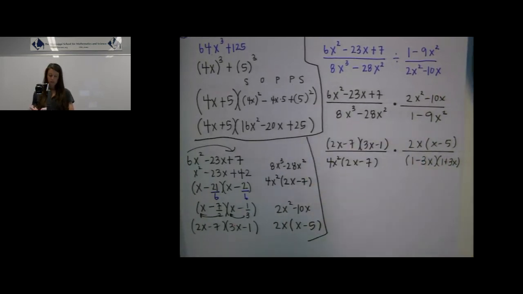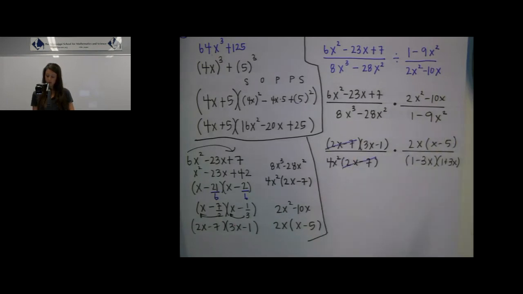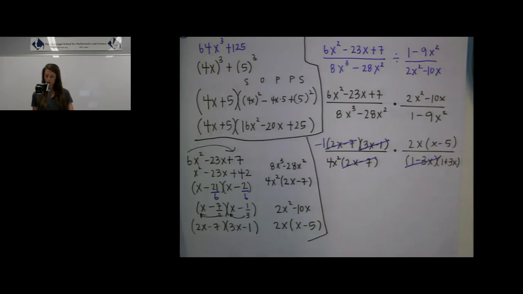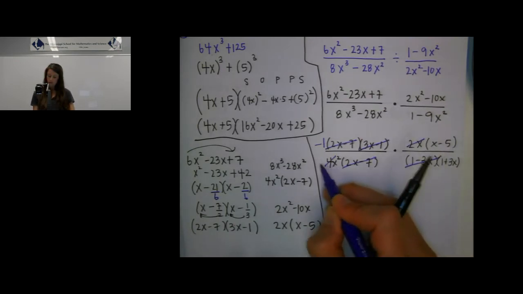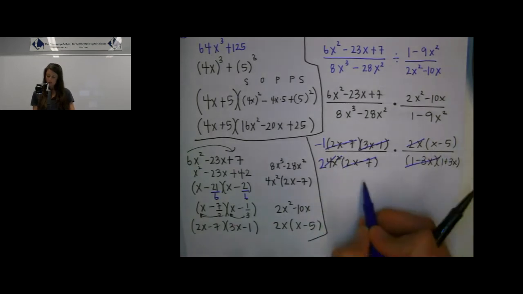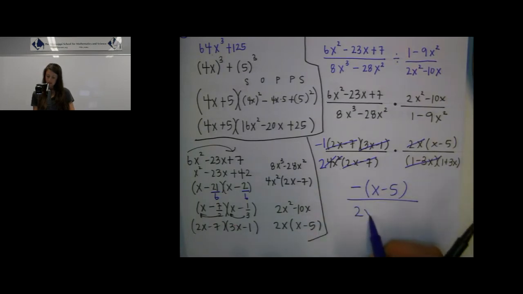So now we simplify the common factors in the top, so 2x minus 7, 2x minus 7. This 3x minus 1 and that 1 minus 3x, that's going to give you a negative 1 there. And then this 2x can go in here too, and you'll be left with an x down here. So the top is going to be a negative times x minus 5 all over 2x times 1 plus 3x.